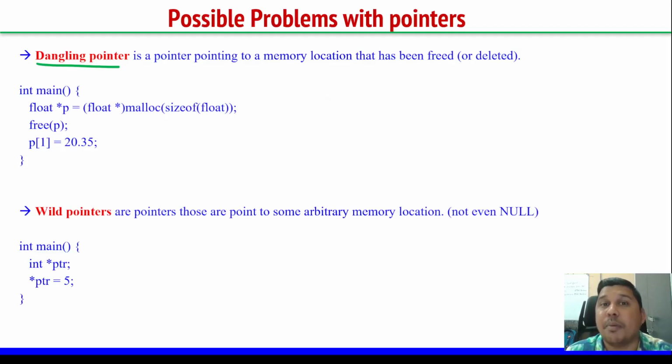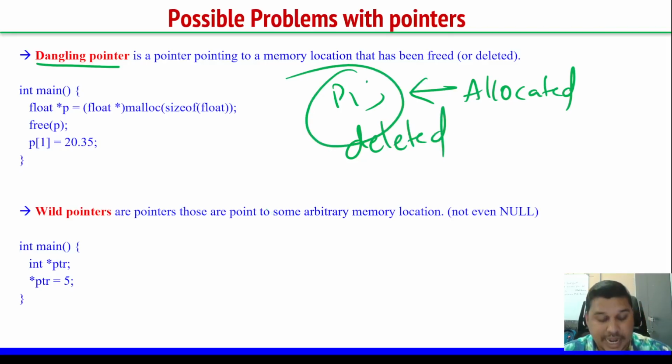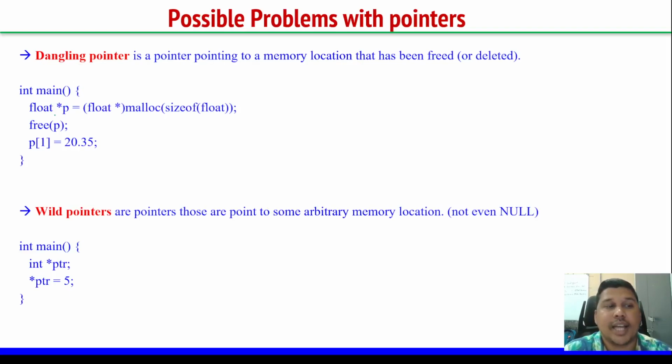See, you created a pointer P1 and allocated some memory to it. After that you deleted the memory. Then you are trying to access P1. The best example is here. I am creating a float pointer using malloc. Malloc is a dynamic memory allocation technique. It allocates memory, and the variable name is P, pointer P. Then after allocating memory, I am doing free.